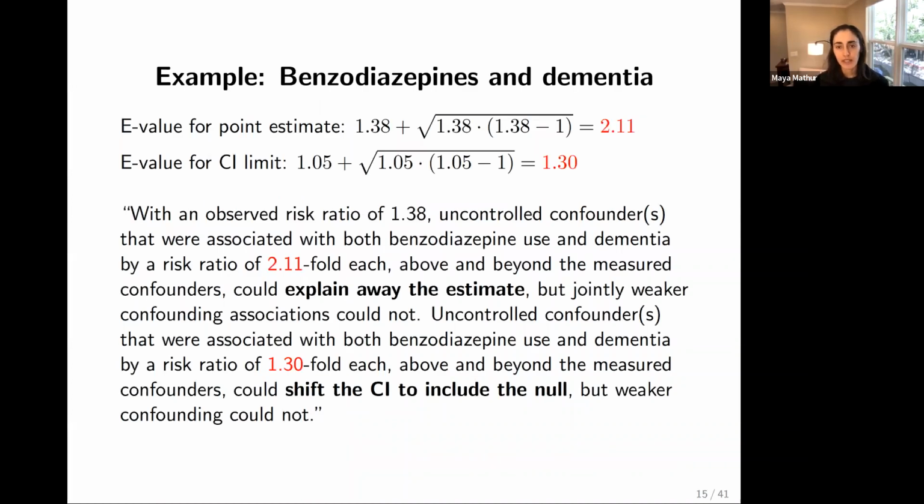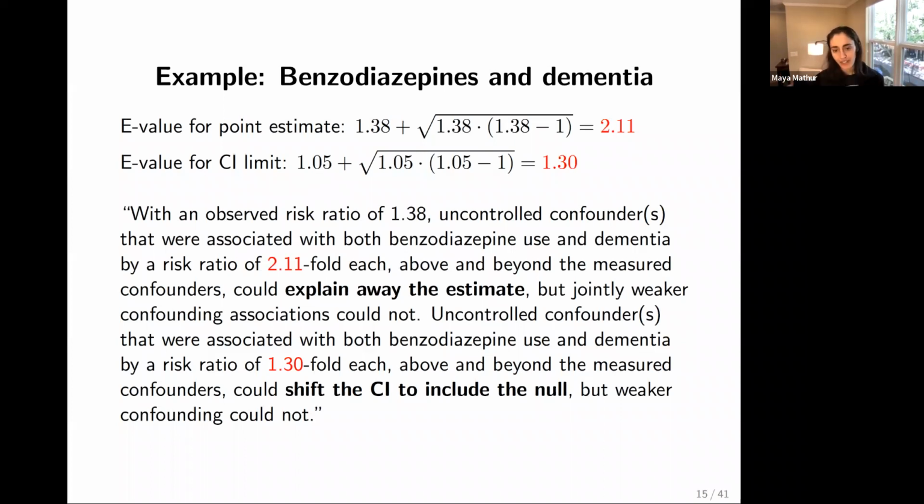So we could calculate an e-value for the point estimate by just taking our risk ratio of 1.38 and applying the e-value formula, and we would get an e-value of 2.11. We could likewise do the same thing with the lower confidence interval limit, which was 1.05, and we would get an e-value for the confidence interval limit of 1.30. Okay, so what would we conclude in practice?